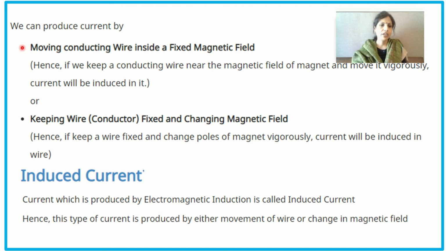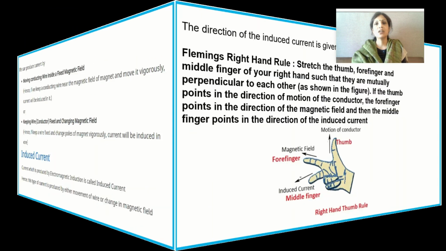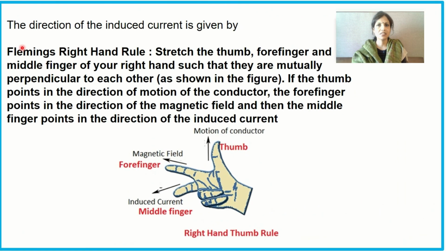What is the meaning of induced current? The current which is produced by electromagnetic induction is induced current. Okay, so the type of current which is produced either by the movement of a magnet or by the movement of the conductor by changing the magnetic field is induced current. Now the question is, in which direction the current is induced in the conductor? That is given by Fleming's right hand rule.